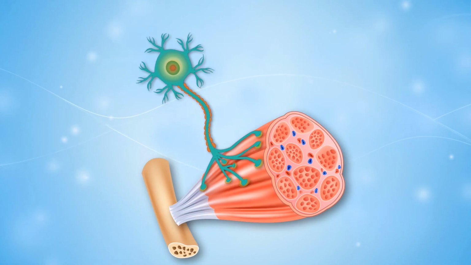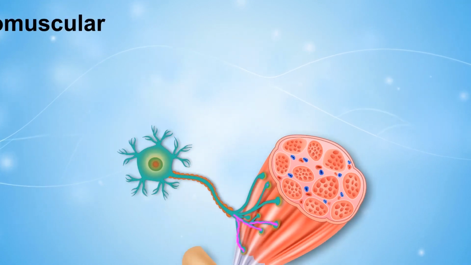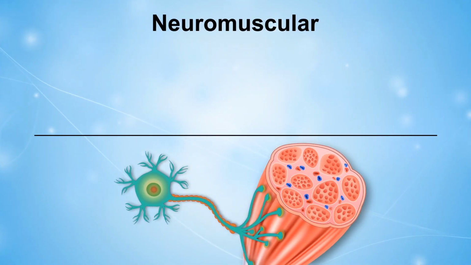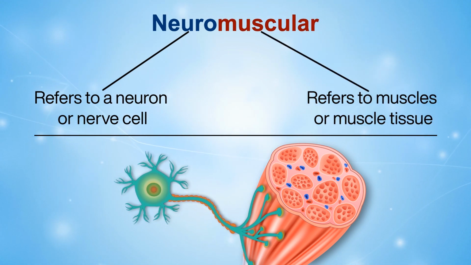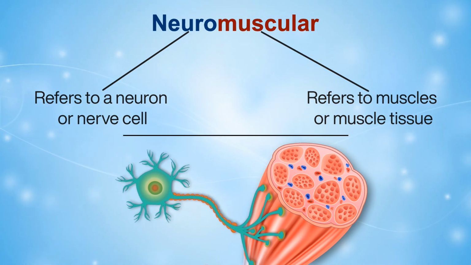The nervous system controls the process of muscle contraction. Motor neurons send an action potential to the neuromuscular junction for a contraction to initiate. Neuromuscular can be broken down into two parts. Neuro refers to a neuron or nerve cell, and muscular refers to muscles or muscle tissue. This means muscle contractions begin where a motor neuron meets muscle tissue.